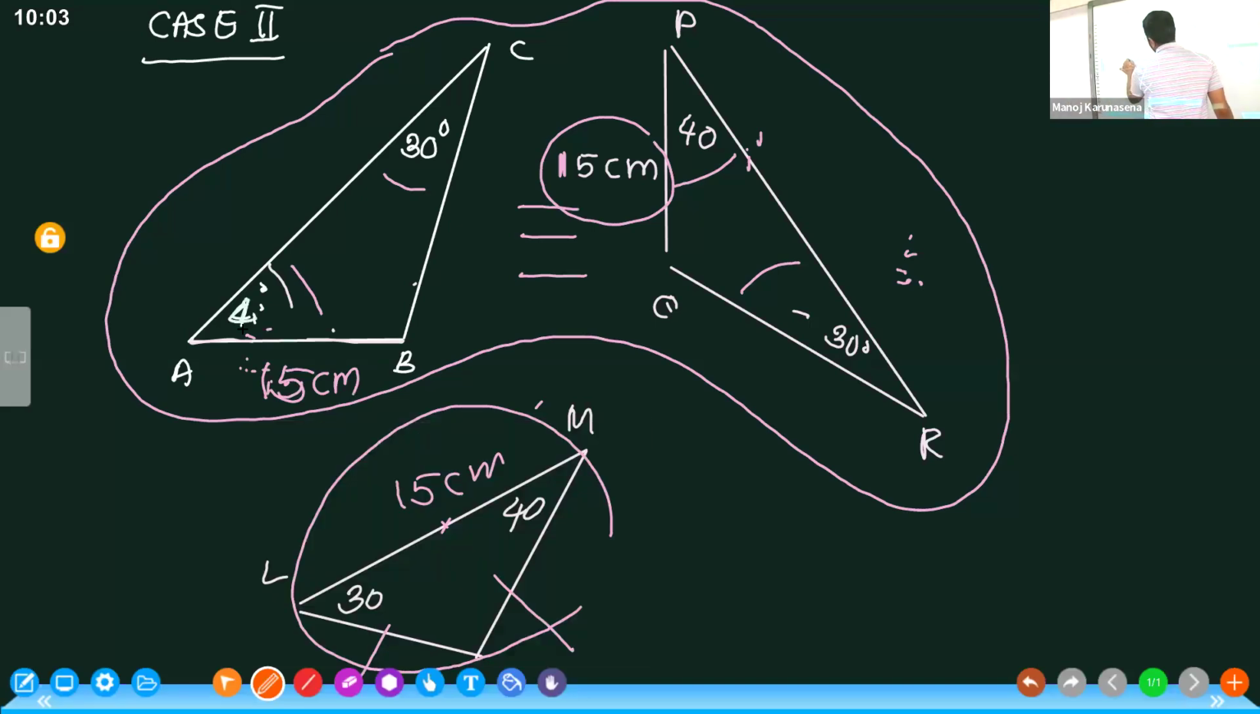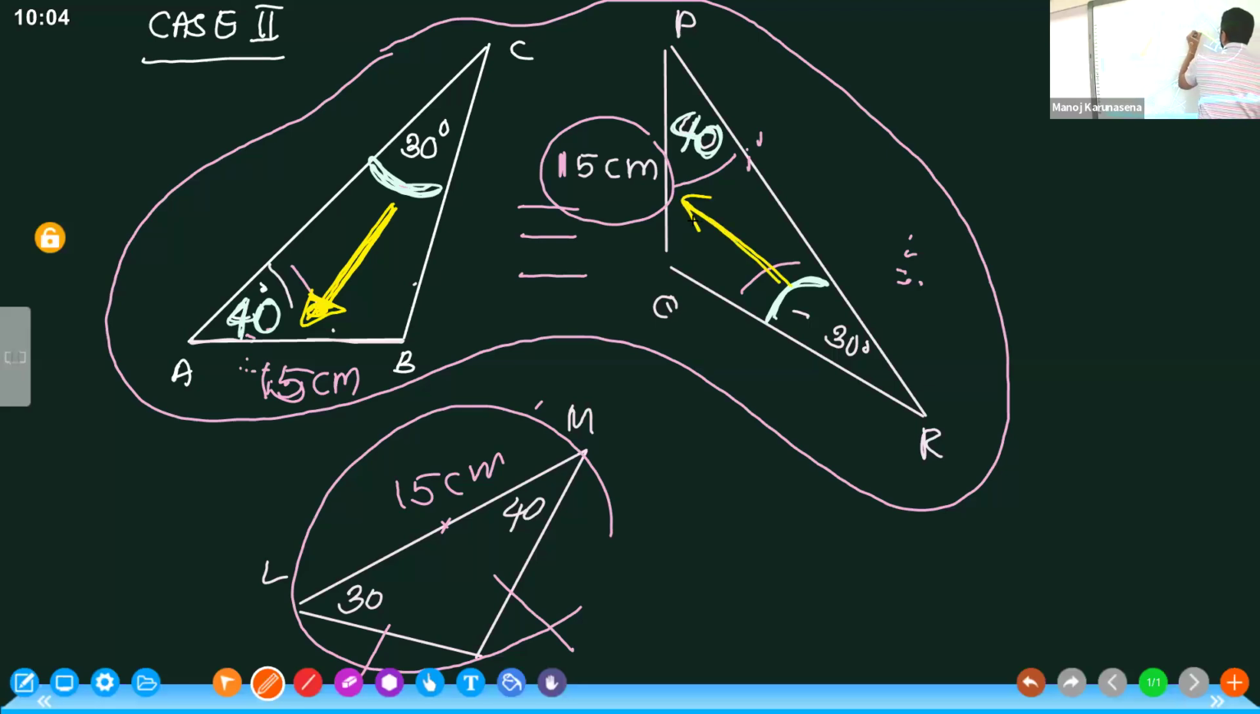This 30-degree angle got equal to this 30-degree angle. Now the side should be the corresponding side, the side opposite to the 30-degree angle in this particular triangle. If it is equal, only then do the two triangles become congruent to one another.